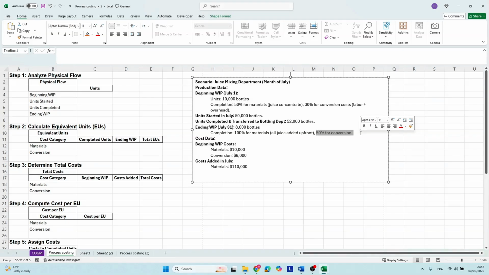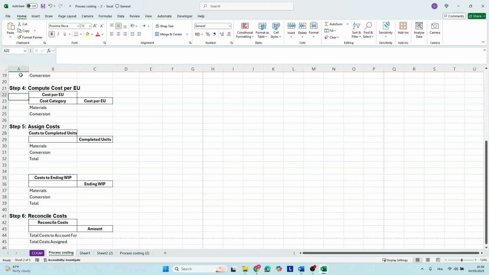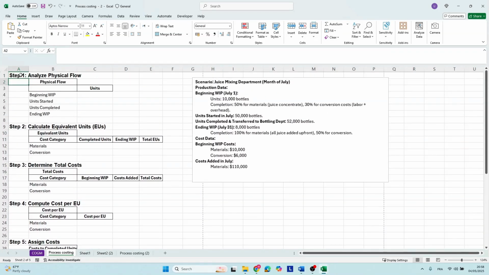Also, we have other information about the beginning work in progress: 10,000 for materials and 6,000 for conversions. We have costs added in June related to material with the amount of 110,000. So I have created all the 6 steps here in Excel, and you can download these sheets in order to use them, for example.